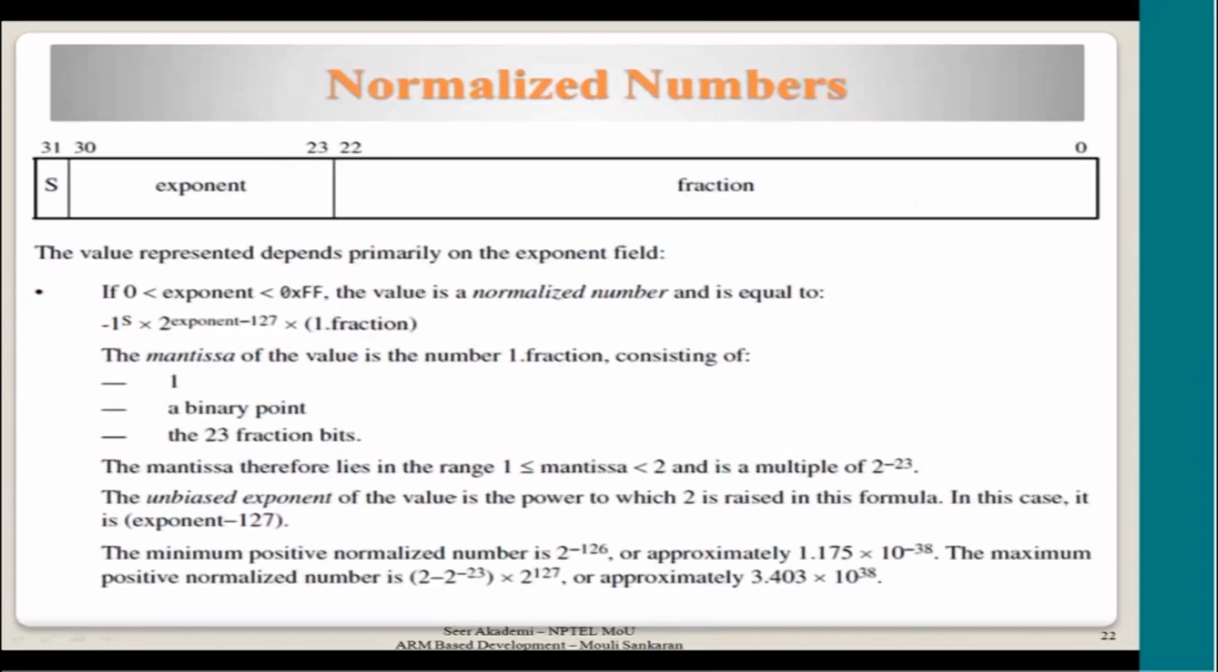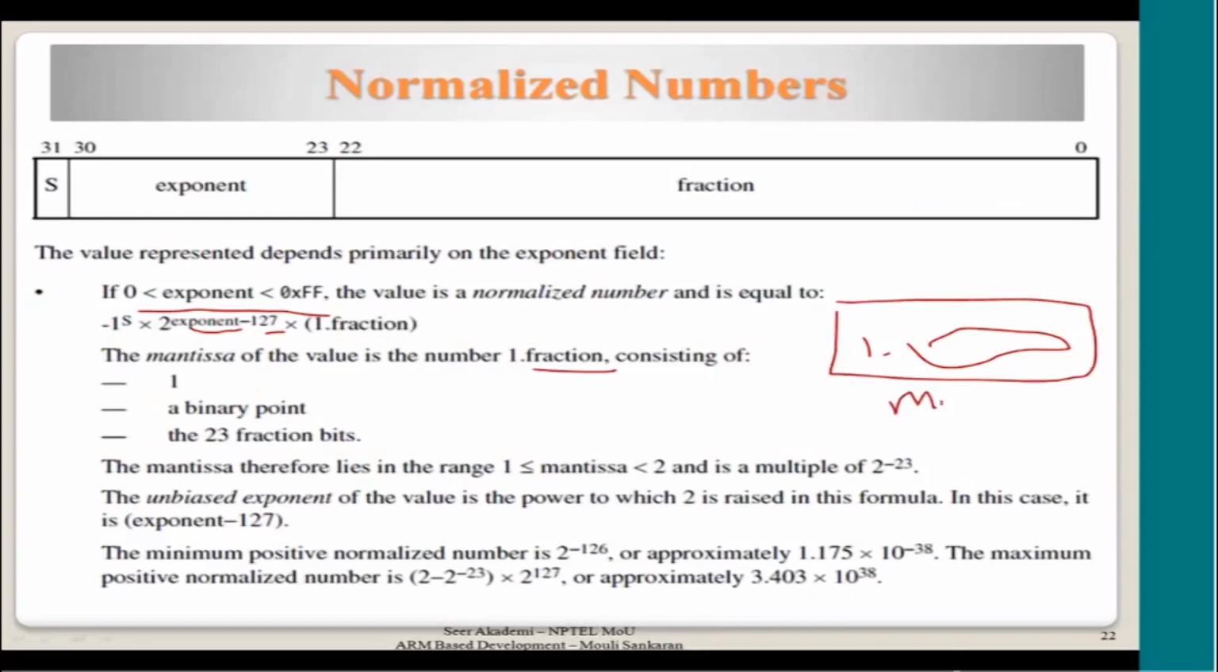Now I am going into summarizing. The exponent varies from 1 to FE, and it is calculated as 2 to the power of whatever value is given minus 127, and then a binary point followed by 1 something, which is called the fractional portion. The whole thing, 1 plus the fraction, is called mantissa. That's the convention: this is called fraction, and the whole thing is called mantissa.